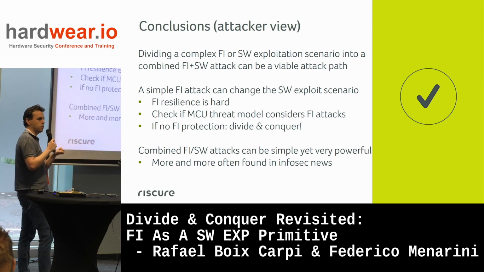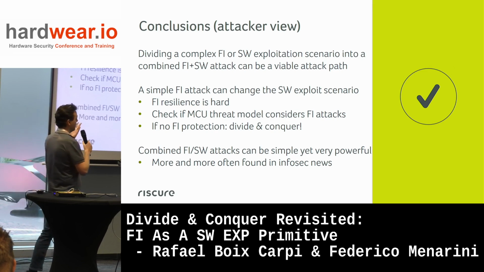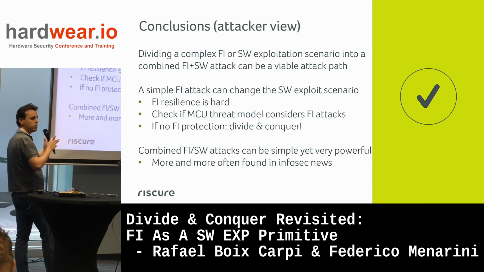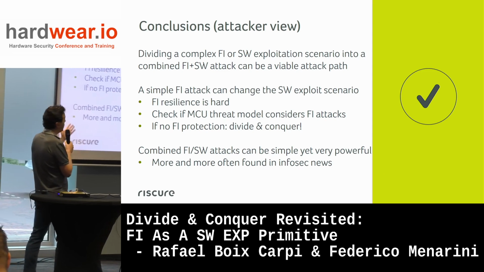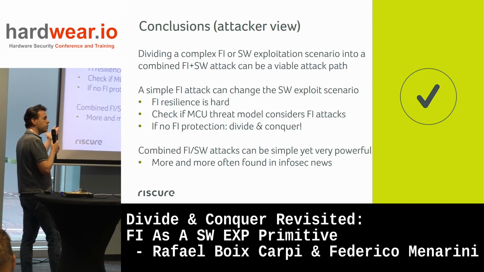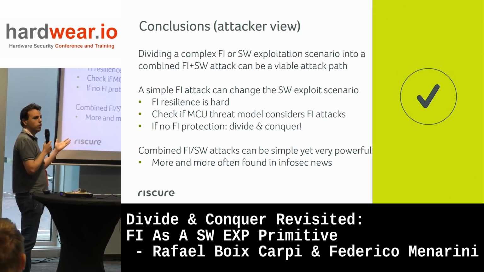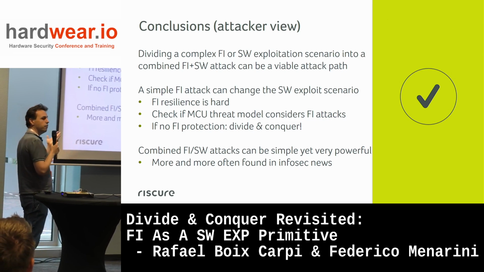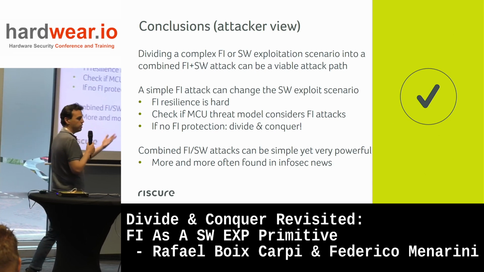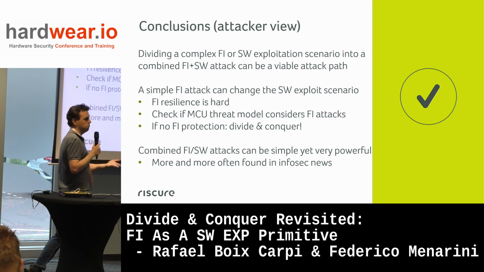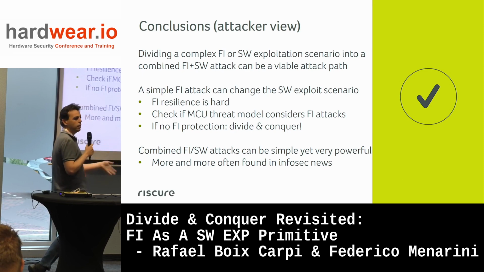This is like my first exploit, my first glitch. And as a result, the result is much more powerful than the individual things. So in this case, a simple FI attack, maybe to learn, is that it can change completely the software exploiting scenario. And fault injection resilience is just hard to implement right. So if you see a datasheet and there's no FI protection, divide and conquer, glitch something, and just make your life easier.